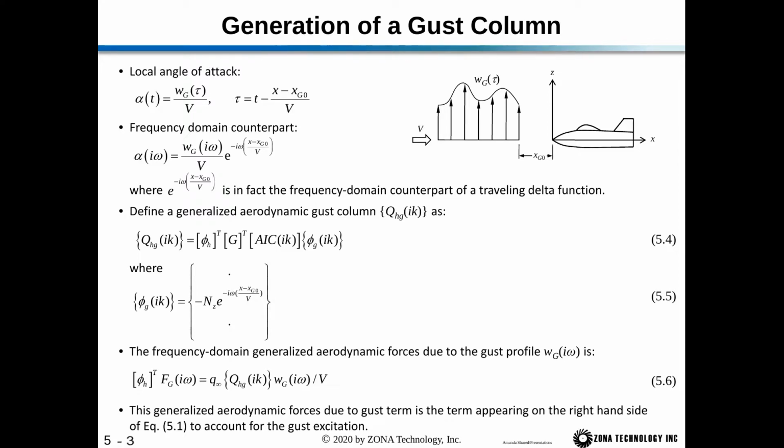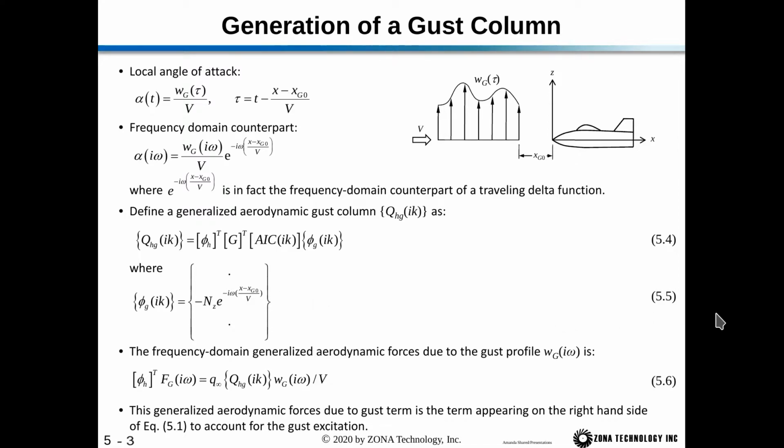So next we define a generalized aerodynamic gust column QHG of IK, given in equation 5.4. So we have the AIC matrix pre-multiplied by the spline matrix and the modal matrix, and then post-multiplied by this phi g of IK. And phi g of IK is given in equation 5.5, where we have these terms, and one example of this term is this minus nz times e to the minus I omega x minus xg naught over v. So this is the gust acting on each aerodynamic panel of the aerodynamic model.